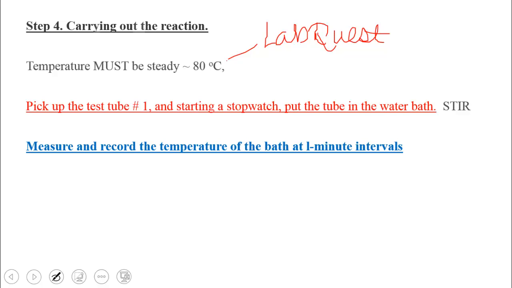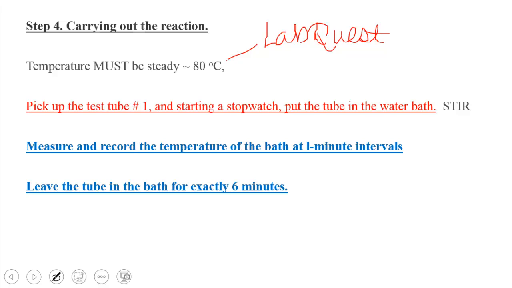So I do want you to measure and record the temperature of the water bath at 1-minute intervals. So keep the stopwatch going, but at 1 minute, record what the temperature is, at 2 minutes, and so on, so that we can ensure that the temperature is remaining steady. Now, when you put the test tube in, your temperature may temporarily go down because it's adding a little bit of a cold item into the water bath, but it should pop back up right away.